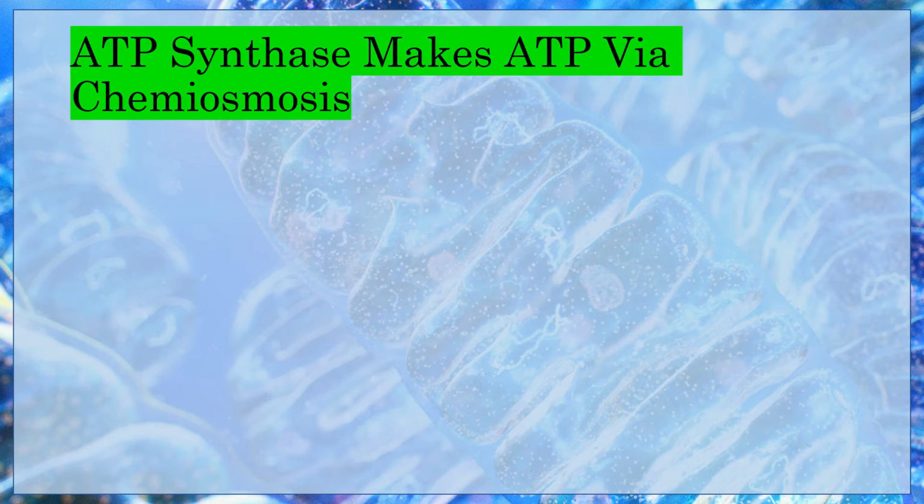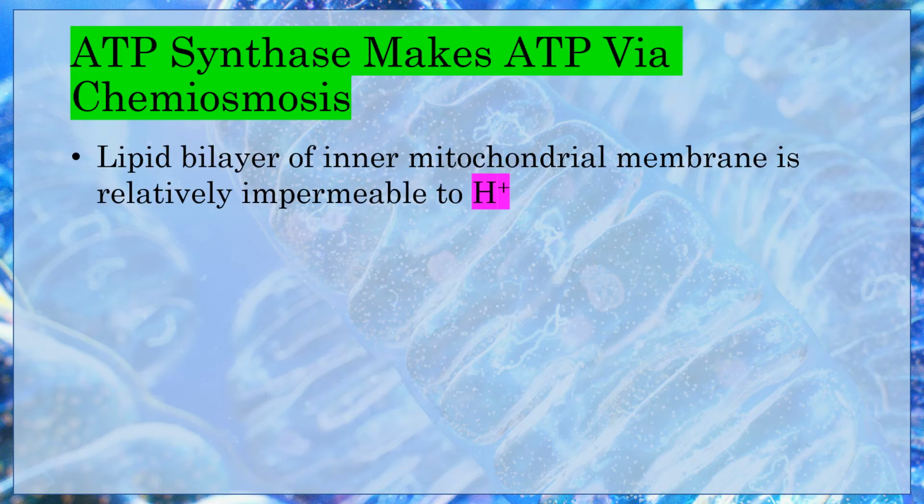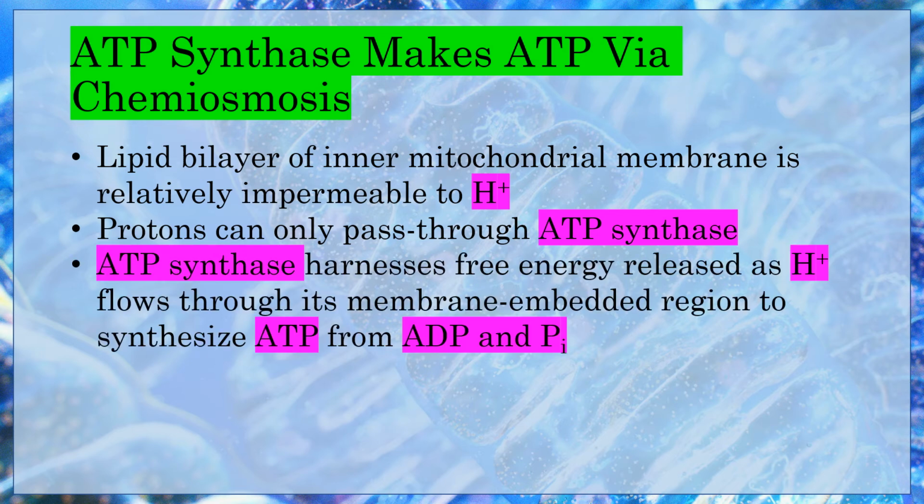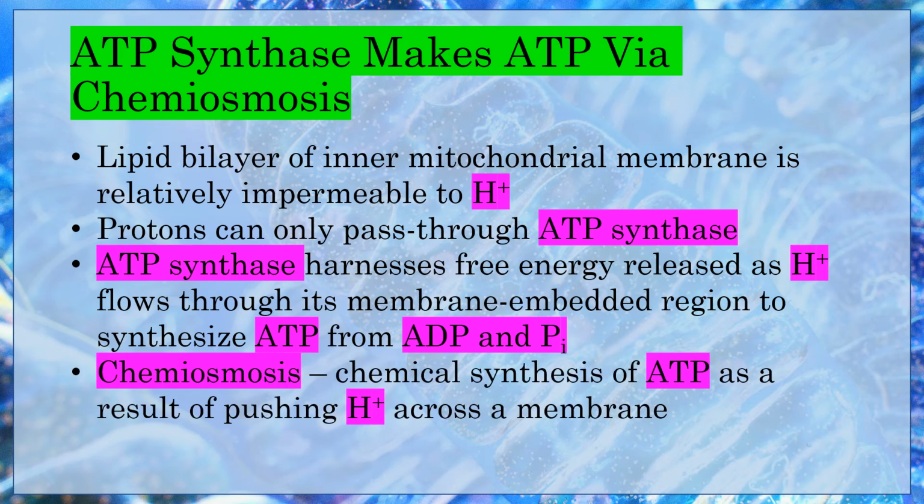ATP synthase makes that ATP via a process called chemiosmosis. So the lipid bilayer of the inner mitochondrial membrane is relatively impermeable to hydrogen ions. Protons can only pass through ATP synthase. So that ATP synthase harnesses this free energy released as those hydrogen ions flow through its membrane embedded region to synthesize ATP from ADP and phosphate. So this process, chemiosmosis, is the chemical synthesis of ATP as a result of pushing all those protons across that membrane.